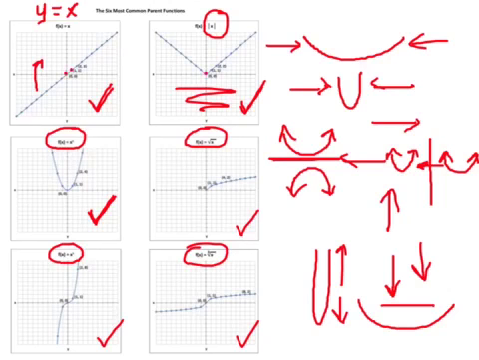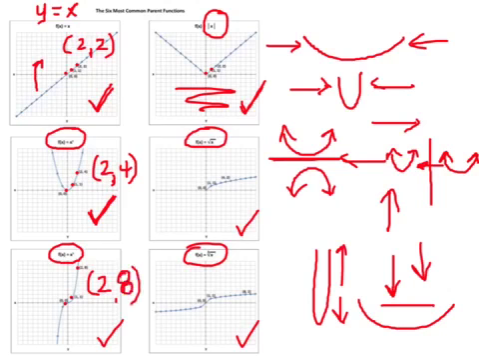They all go through (1, 1). And then the third point is different on each one. The first one goes through the point (2, 2). And then if you move down, this one goes through (0, 0), (1, 1), but its third point goes through (2, 4). And then the cube function, x to the third power, goes through (0, 0), (1, 1), but its third point goes through (2, 8).